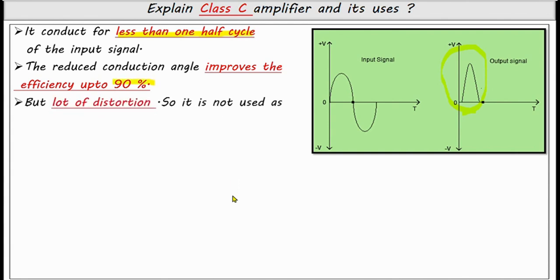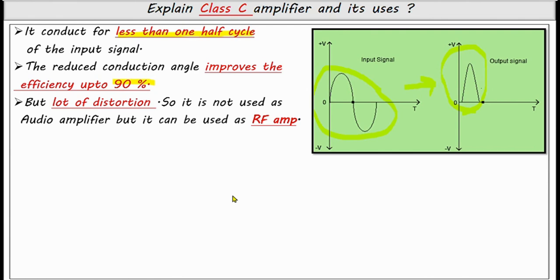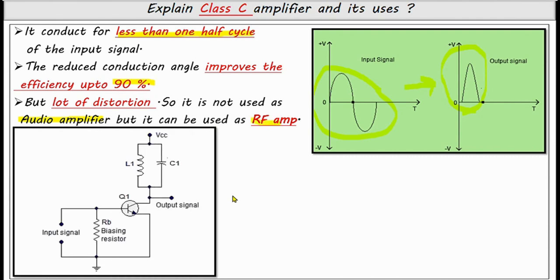This is the advantage. But again you can see that there will be a lot of distortion, because we are not getting this type of wave. We want to get the whole sine wave, so we cannot use it in an audio amplifier. So this is a main important point. Class C amplifiers are not used as audio amplifiers, but they can be used as radio frequency amplifiers.